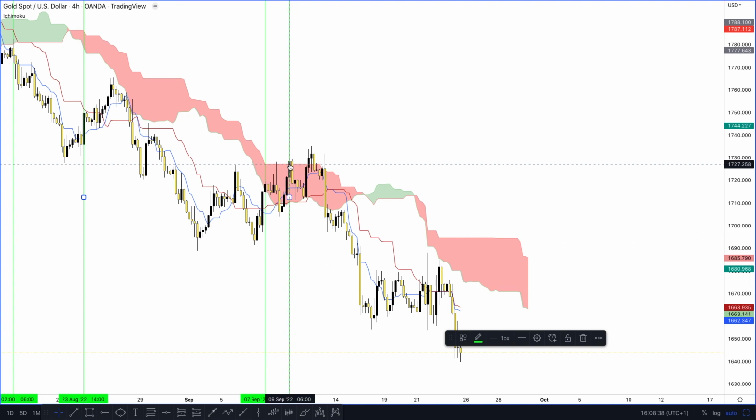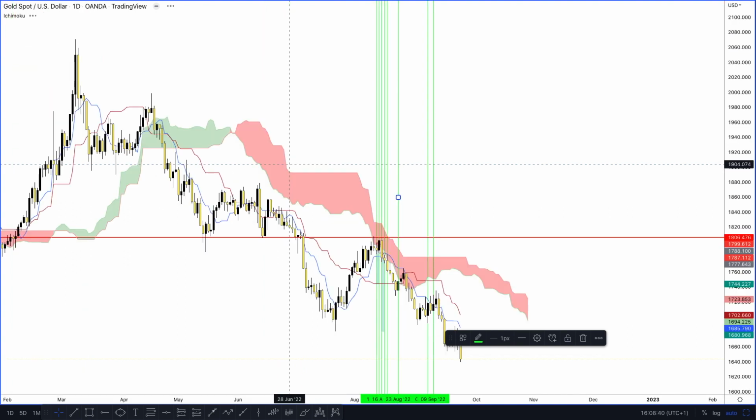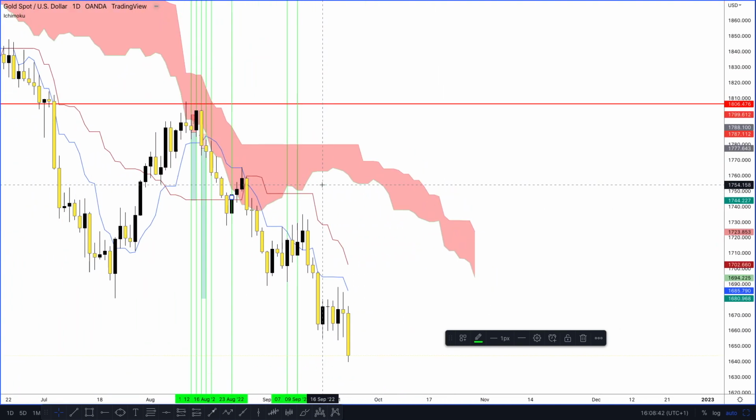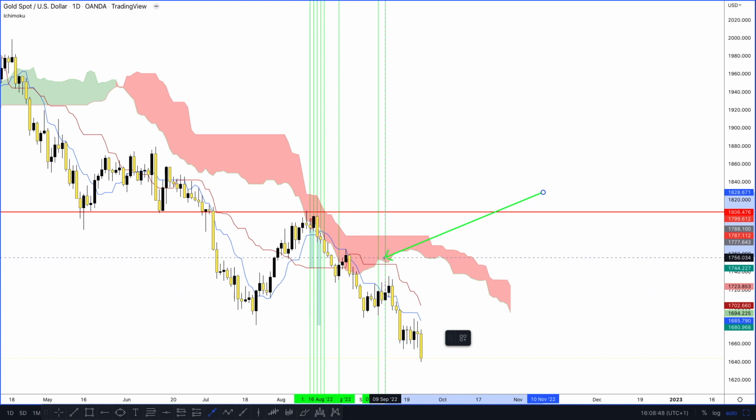What we actually do here is we go to the daily time frame. And when we go to the daily time frame, guys and girls, look at this. It's nowhere near the cloud. So it told us to hold this trade, and you can see how you would have been able to take that trade from 1805, a nice pullback all the way down.